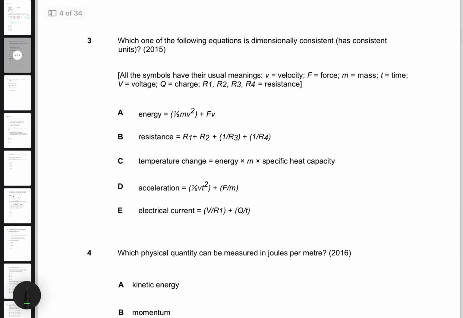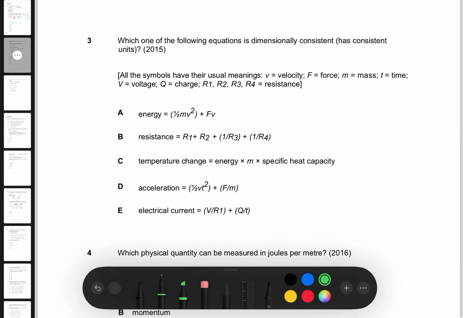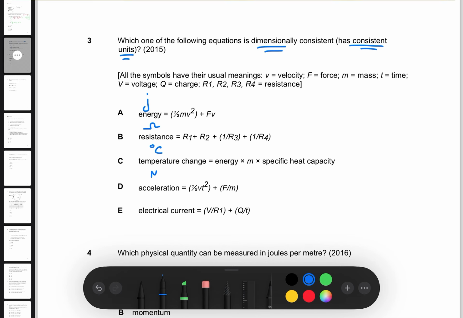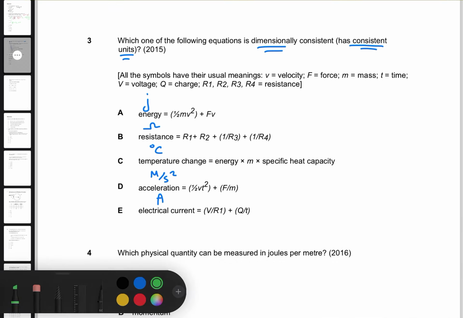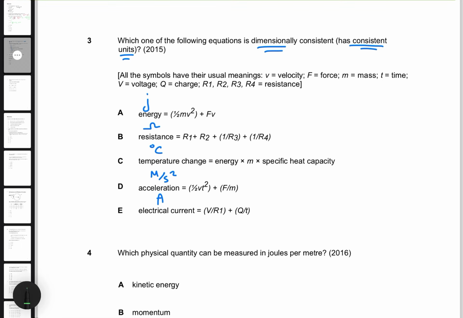Let's take a look at question number 3. This one says, which one is dimensionally consistent, or has consistent units? First of all, you have to look at the left side of the equation. Energy is measured in joules, resistance in ohms, temperature change in Celsius or kelvins, acceleration is in meters per second square, and current in amperes. So you have to see whether the two things that are given, if they're getting added or subtracted or divided or multiplied, have the same unit as the left side.